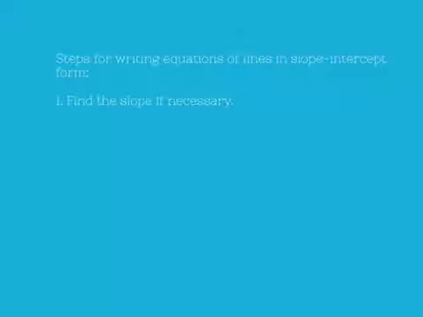The first step is going to be to find the slope if necessary. So this means if the slope isn't already given to you and you're only given 2 points, you'll need to go ahead and find the slope. Remember that the slope formula, where m stands for slope, is m equals y2 minus y1 over x2 minus x1, and those values of x1, y1, x2, y2 come from 2 points on the line: x1, y1, and x2, y2.